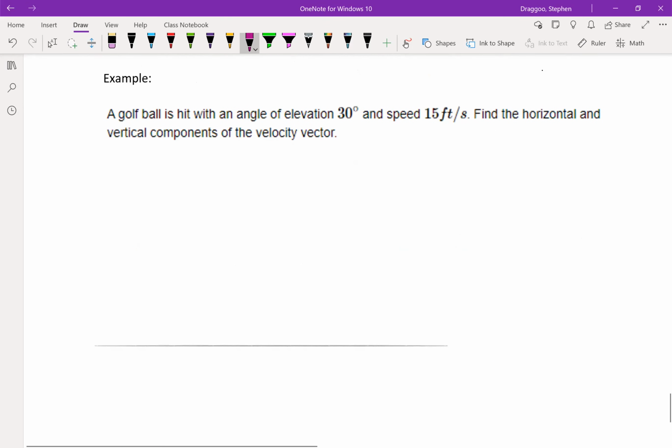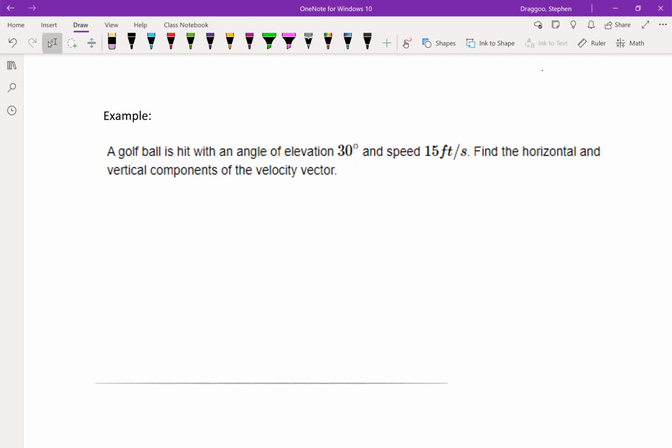And then one more example dealing with components. A golf ball is hit at an angle of elevation of 30 degrees at a speed of 15 feet per second. Find the horizontal and vertical components of the velocity vector. So we just break this down for a moment. This 30 degrees would be a direction. And when we're talking about speed, that's a magnitude. The speed is just a number. It says how long the vector should be. And that 30 degrees, that angle is telling us what direction it should go in.